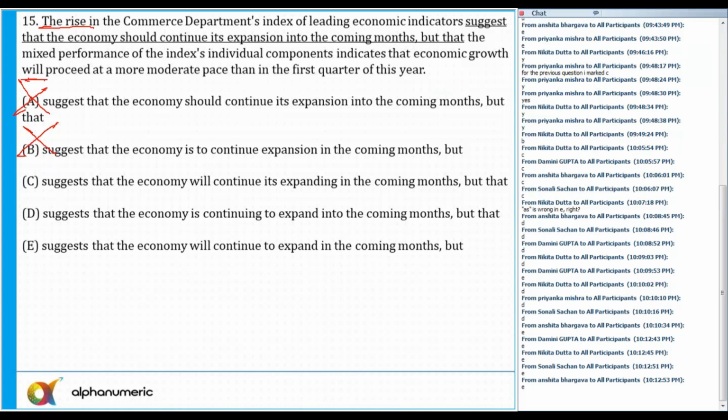Okay, so two things will happen. This will happen, but that will not happen, because in the second one he has used will. I think we will also have to use will. The rise suggests that the economy will continue to expand in the coming months. Yes, but the mixed performance indicates that economic growth will proceed at a more moderate pace. Absolutely, E should be the answer. E should be the answer for question number 15.